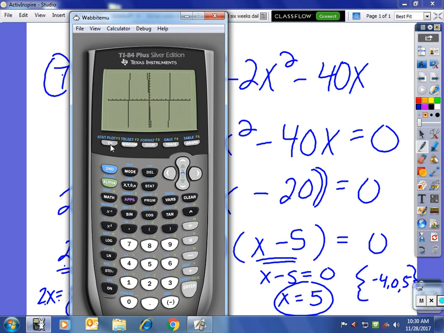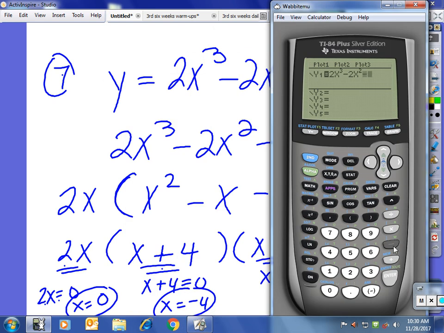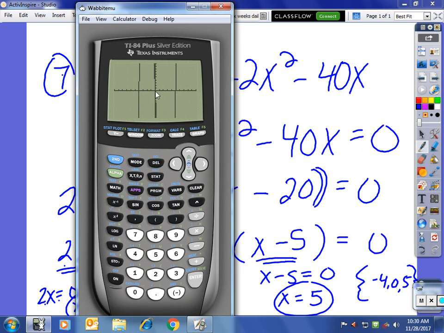Let's just double check ourselves. Let's look at a picture of this guy real quick. y equals 2x to the third power minus 2x squared, and then minus 40x. And sure enough, it's hard to see, but it's definitely crossing at negative 4. Here's where it's crossing at 0. It's just hard to see because it's so close to the y-axis. And there's that last one at 5 right here. 1, 2, 3.